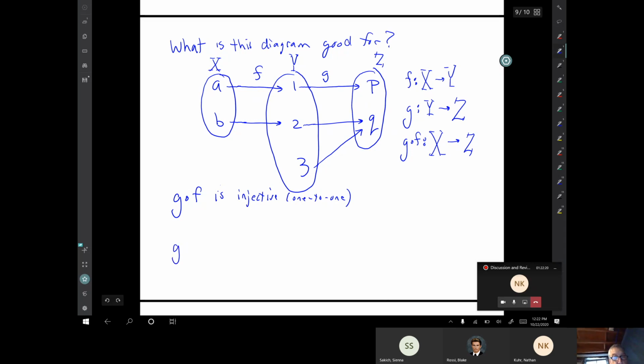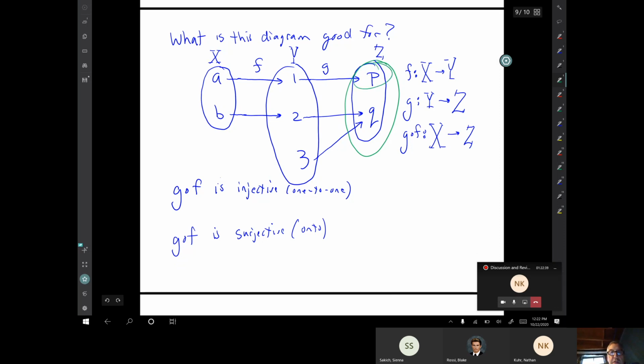Also, G composed with F is surjective. That is, it's onto. You look at all the elements of set capital Z. Every one of those has an input that will give that as the output.